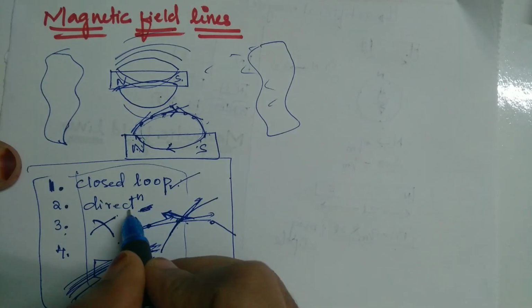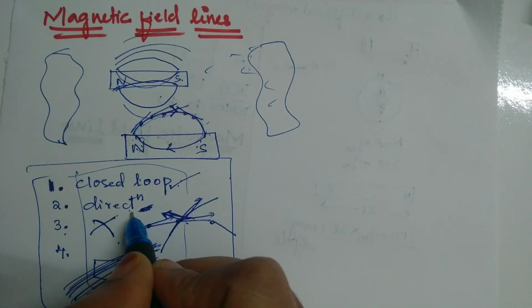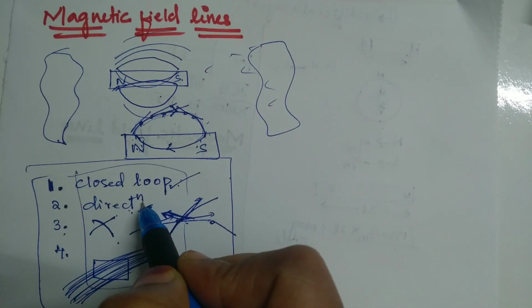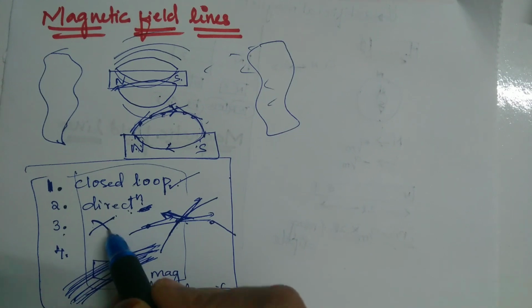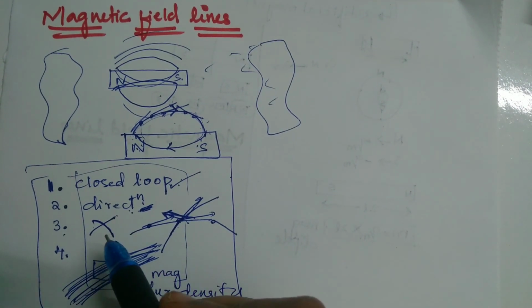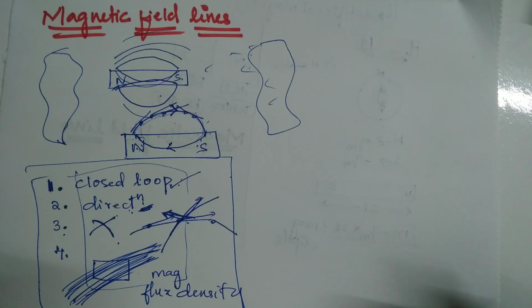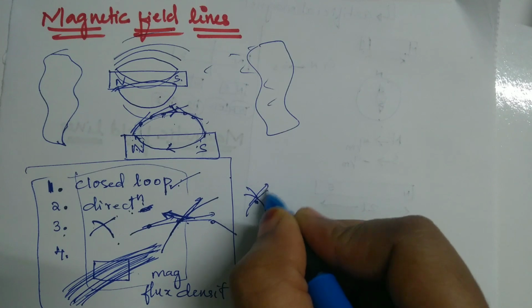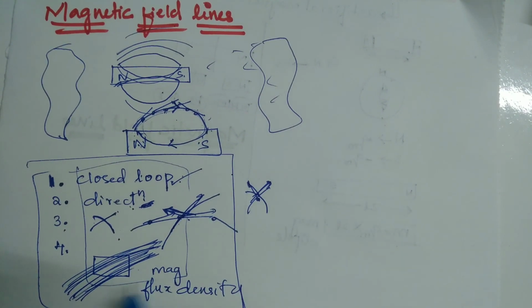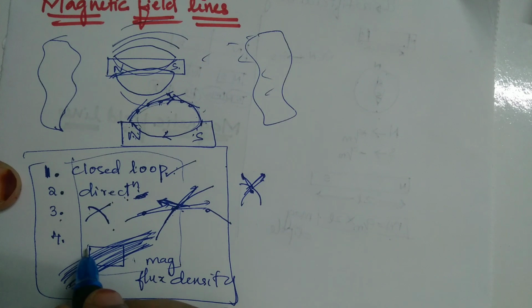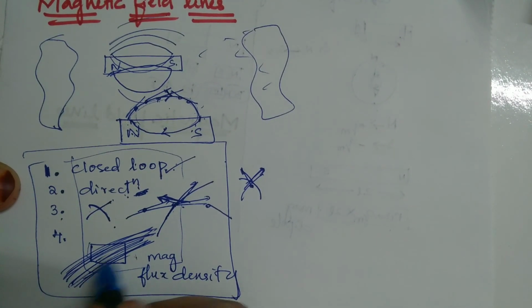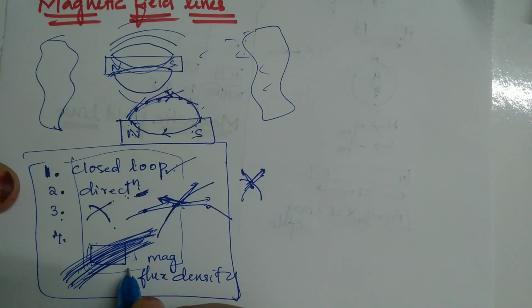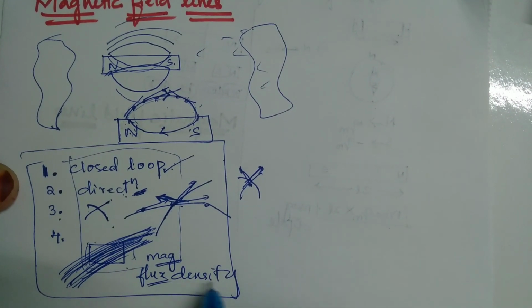Then that is direction. From direction, it should click to your mind that the tangents drawn to the magnetic field lines will give you the direction at that point. And then if you see this cross mark, you need to understand that the magnetic field lines will never cross each other. The reason is that at a particular point it cannot have two directions. Then the fourth one is, if suppose you are considering a small area, then the number of magnetic field lines passing through that area at a particular instant of time is known as magnetic flux density.